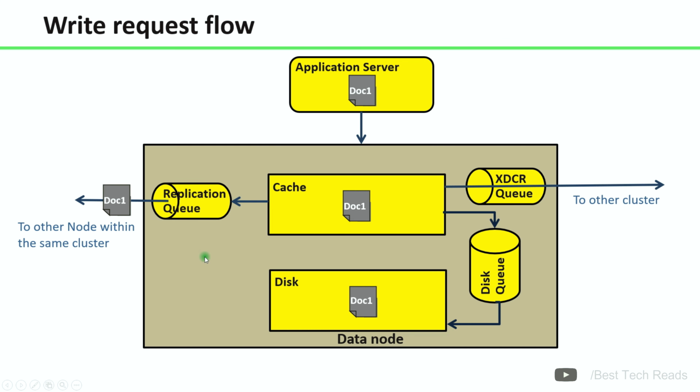This is the write request workflow in Couchbase. When an application writes a document, it will come to the cache. From cache, it will go to the disk queue. From there, it will be written to the disk. In parallel, it will also push this document from cache to the replication queue, which will copy the document internally to the other Couchbase nodes in the same cluster. It will also send the document copy to the XDCR queue if there is any replication configured to any of the remote clusters.